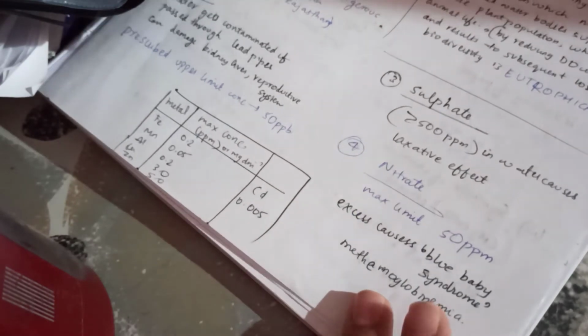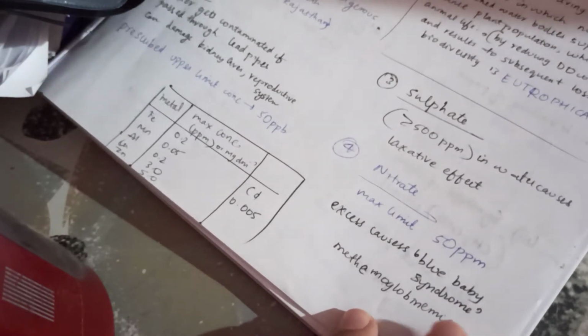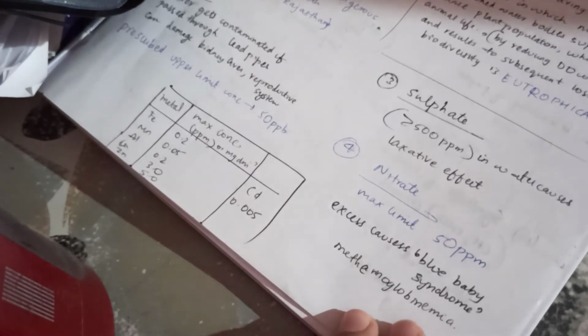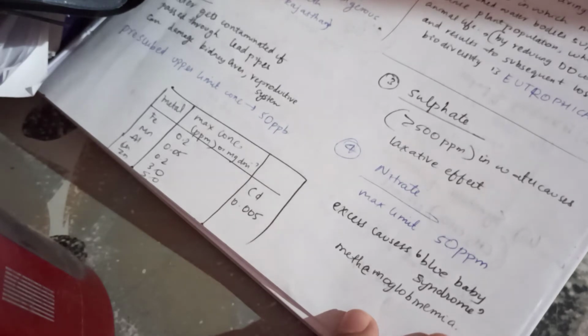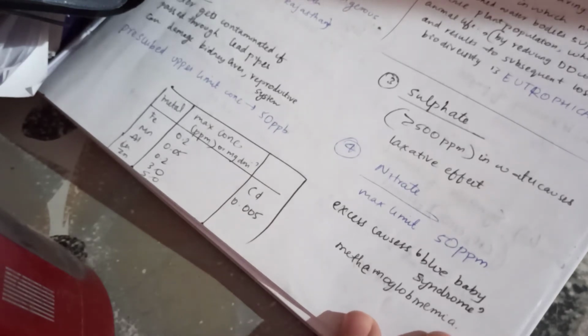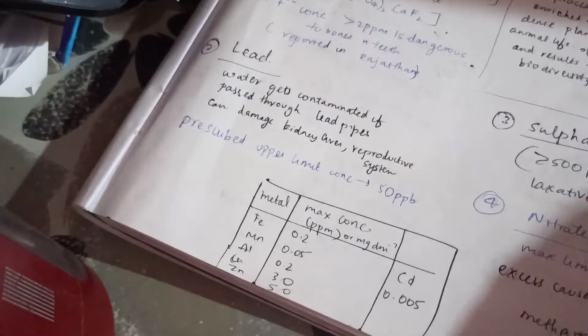Next comes the nitrate. Maximum limit is 50 ppm. Excess causes blue baby syndrome, methemoglobinemia. Okay, I don't know, it is some blood related disease. Excess causes blue baby syndrome. Maximum limit 50 ppm. Okay. What is the cause of blue baby syndrome? It is nitrate. Just remember it.